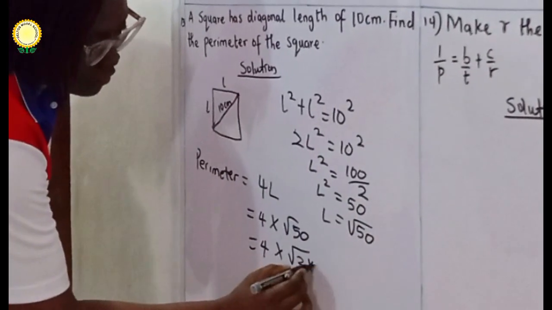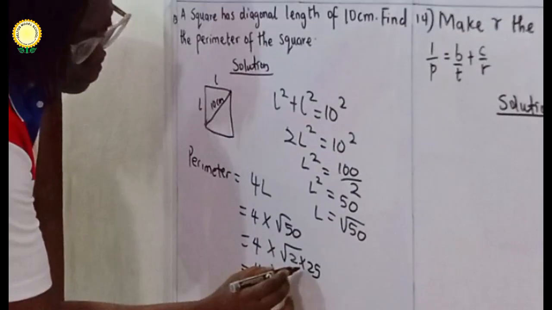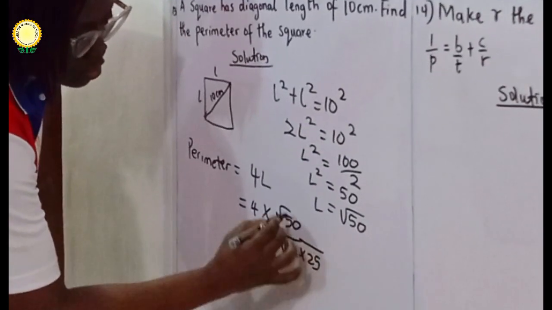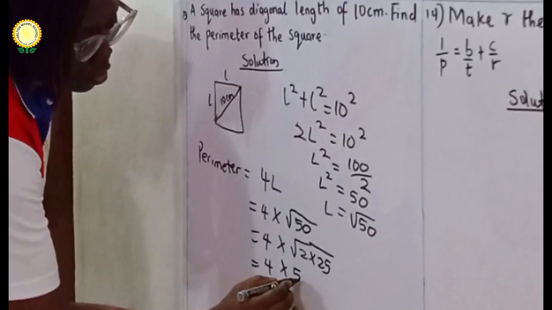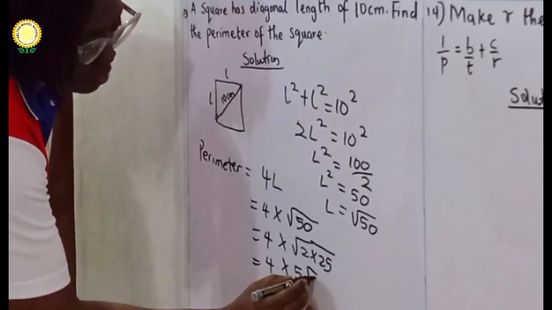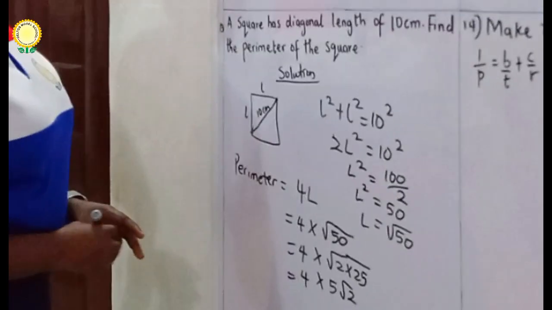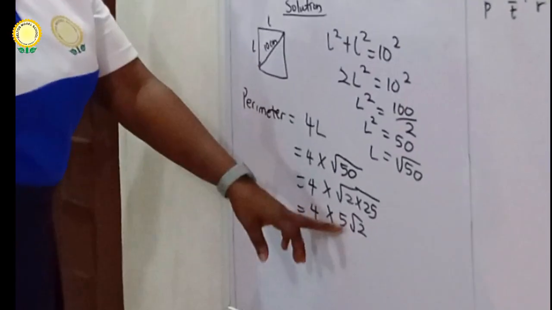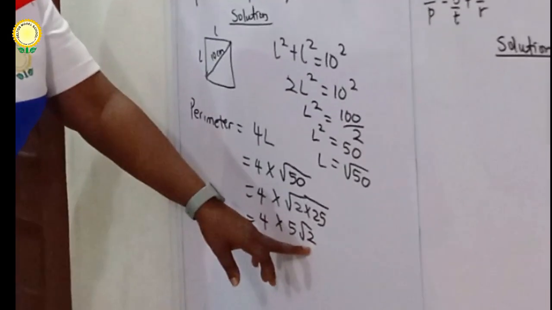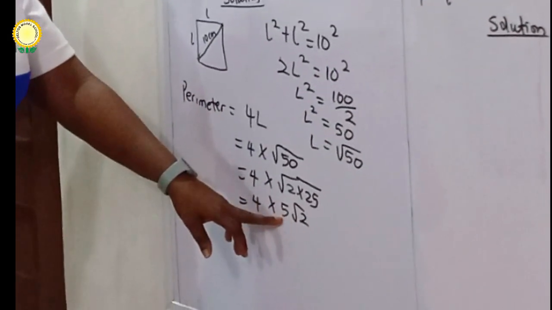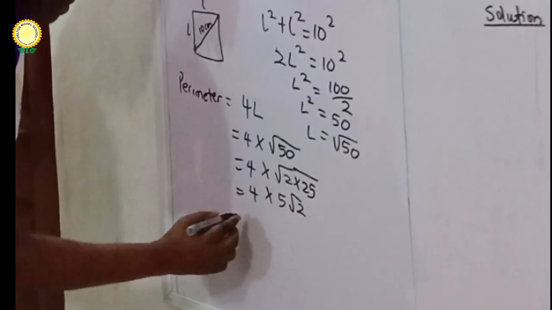That number will be 25. So 2 times 25 is 50. Then we can write it by saying 4 times, you bring out this 25. You find the square root, that will give you 5, and you'll be left with root 2. Remember, it's root 25 times root 2. Root 25 is 5, and you are left with root 2. There's a multiplication sign here.